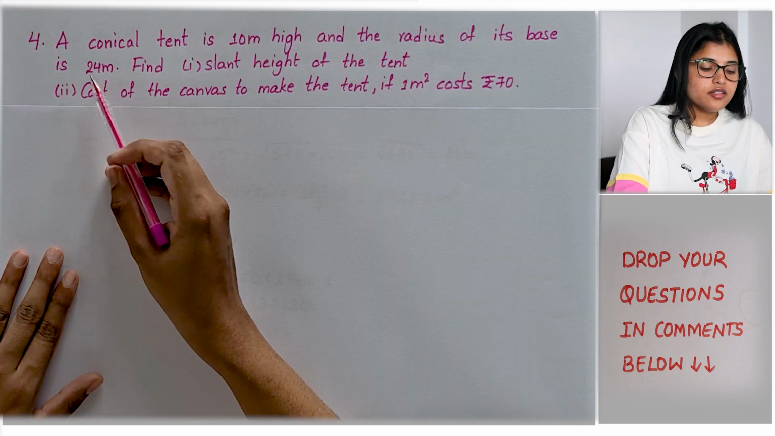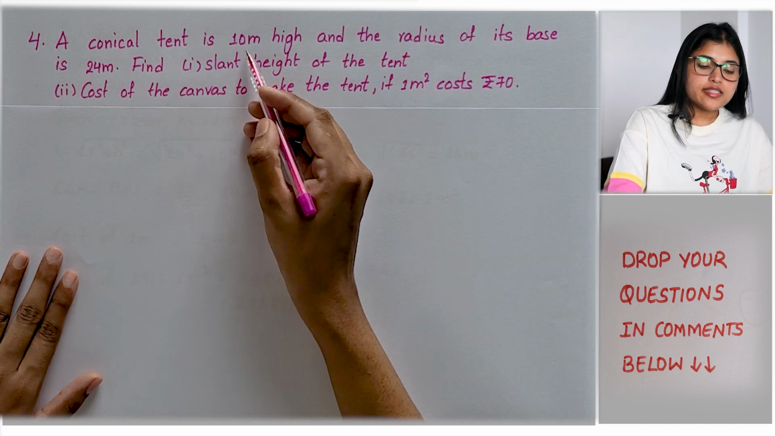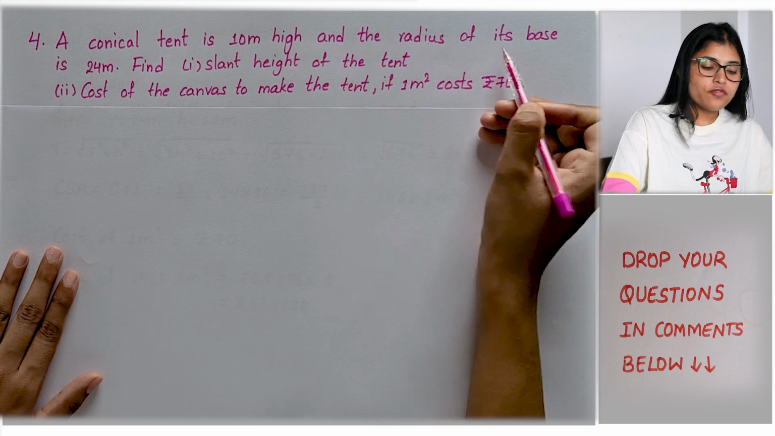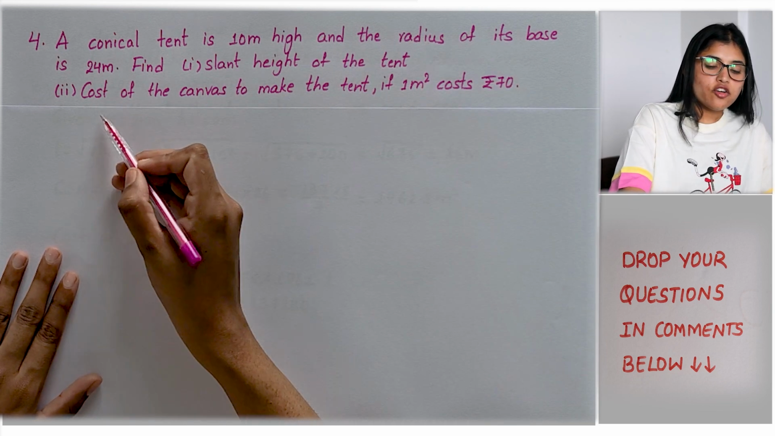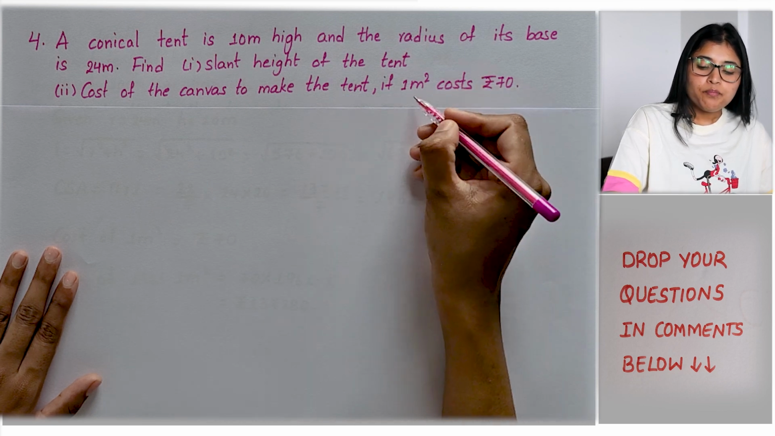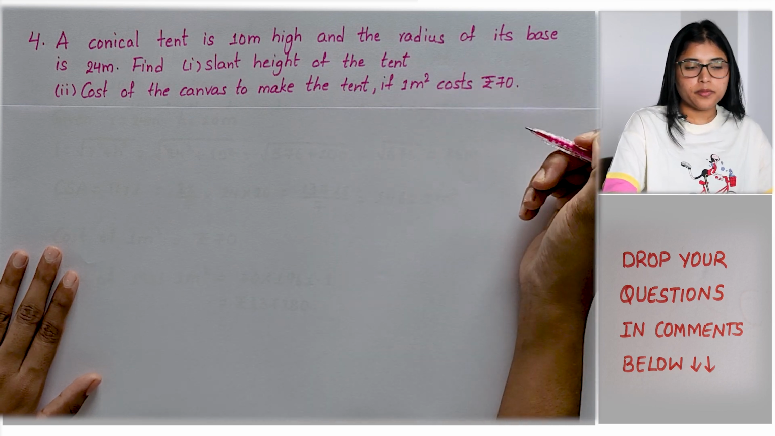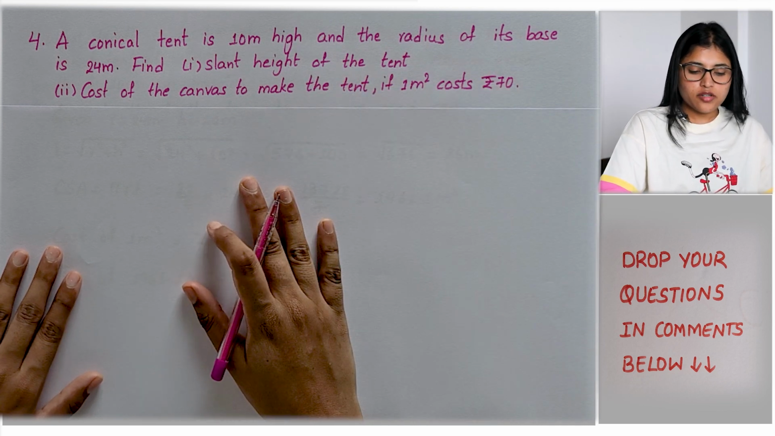In the fourth question, it says a conical tent is 10 meters high and the radius of its base is 24 meters. Find the slant height of the tent and the cost of the canvas to make the tent if 1 meter square costs 70 rupees. So let's find the slant height of the tent first.